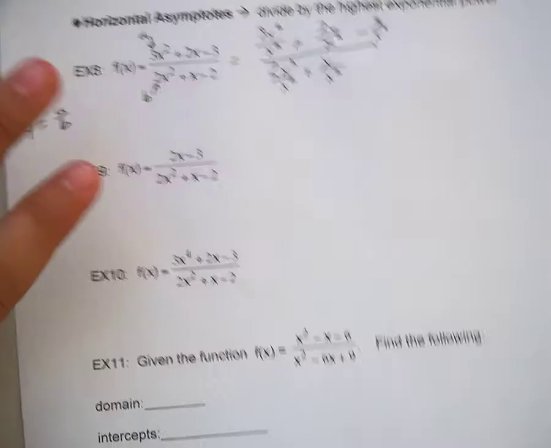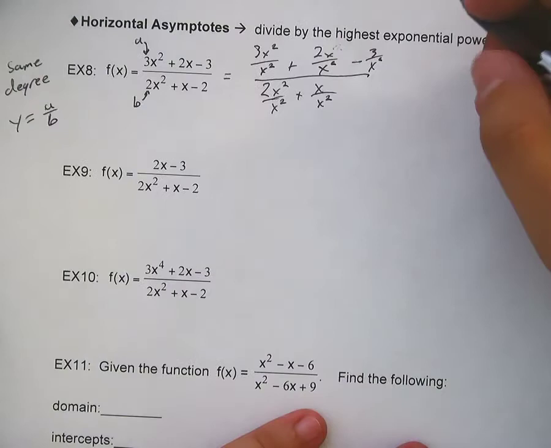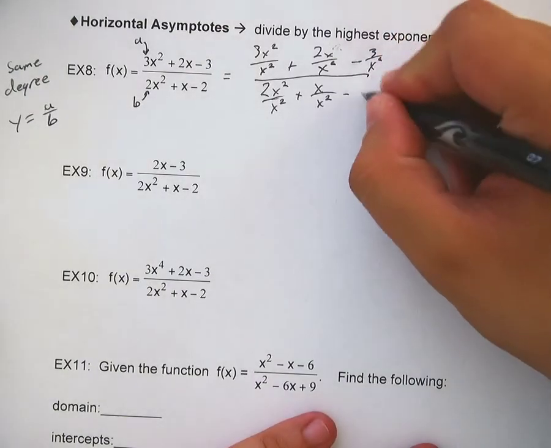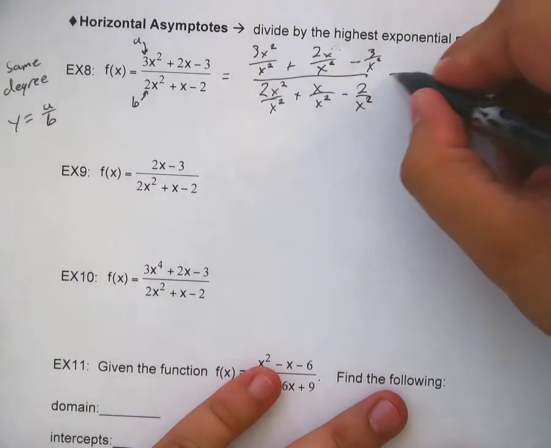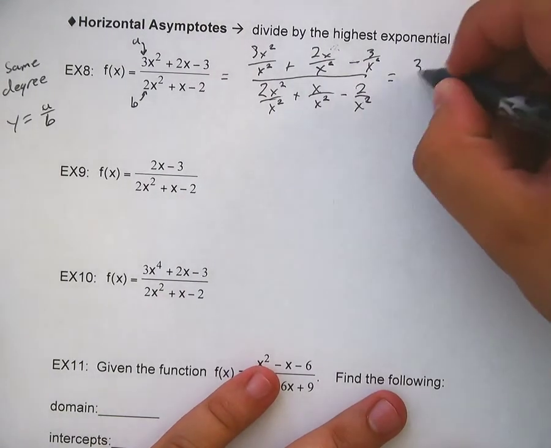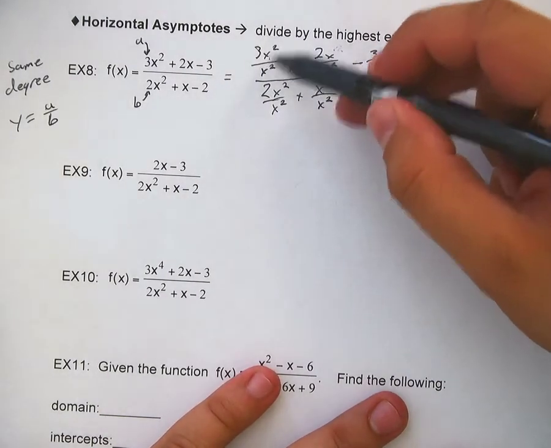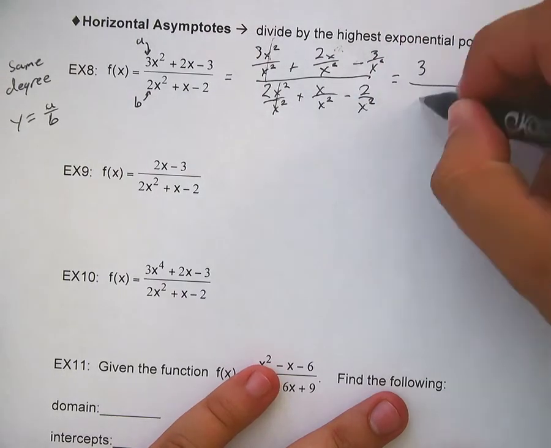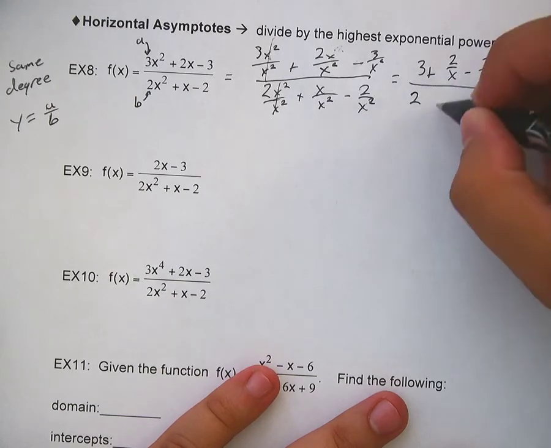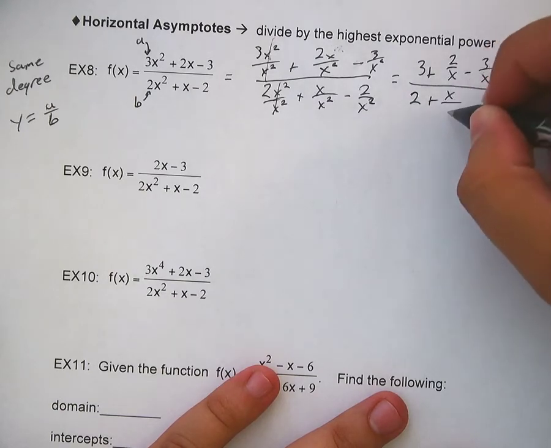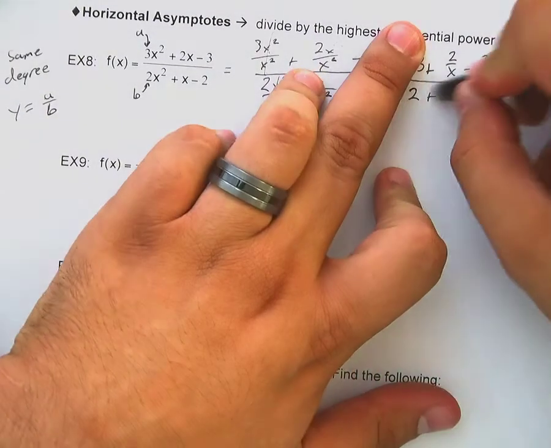I'm all over the place today. And minus 2 over x squared. All right, eventually what you're going to get is something that simplifies out to this: x squared over x squared, 3 over 2 plus 2 over x minus 3 over x squared plus x over, 1 over x. What am I doing?